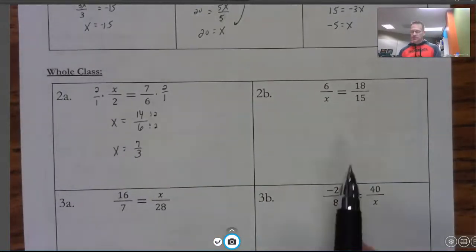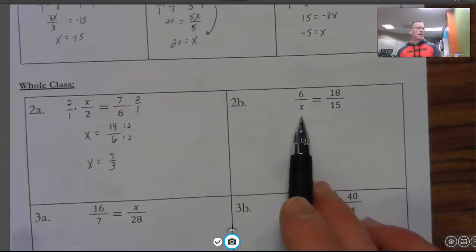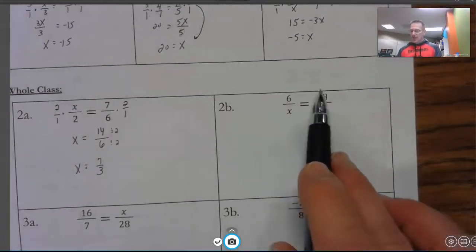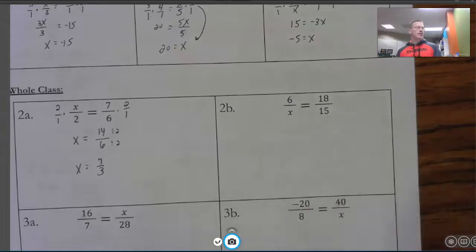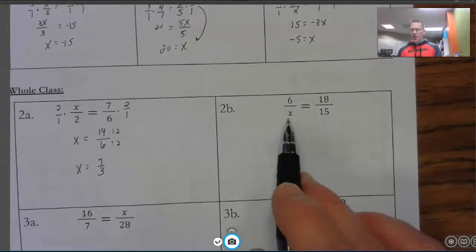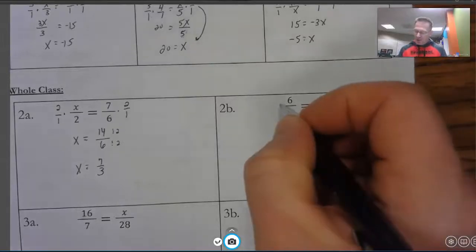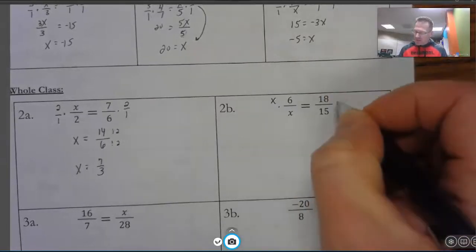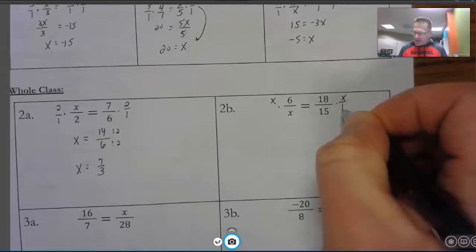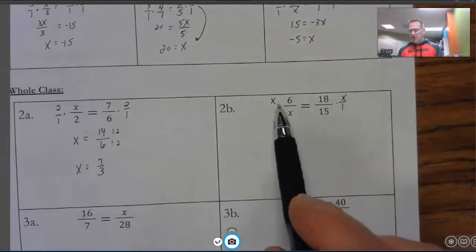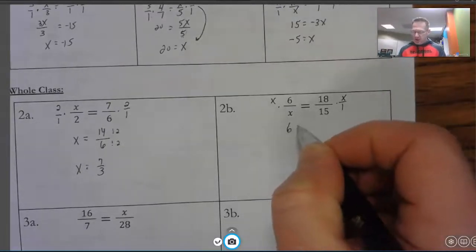All right, now let's come over here to 2b. Now notice, I've got this x in the denominator here. So I want to get the x into the numerator to solve. What I'm going to do is undo this dividing by x by multiplying by x. I'm going to multiply by x here, and I'm going to multiply by x here. And remember, that's x over 1. Now, multiplying by x undoes the dividing by x. That's going to leave me just the 6 here.